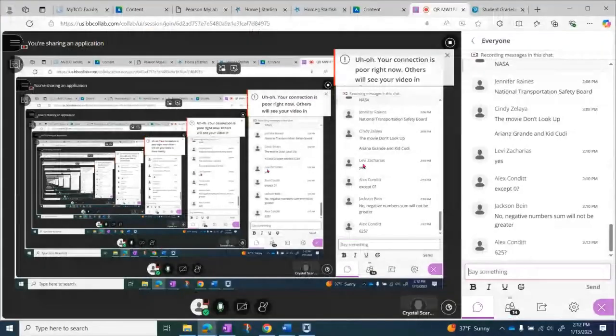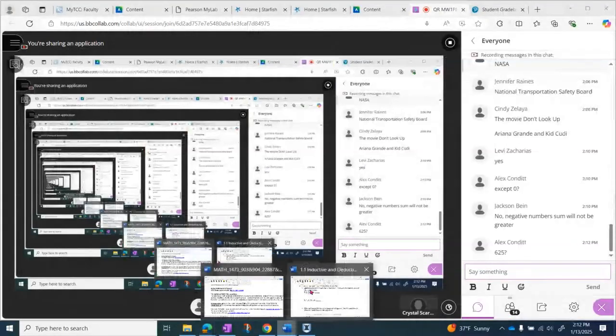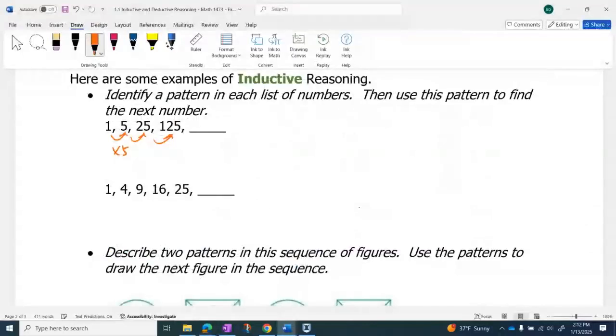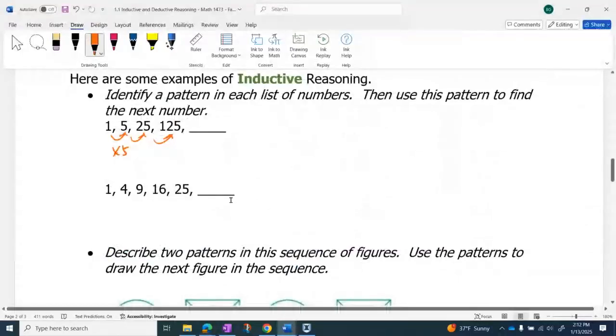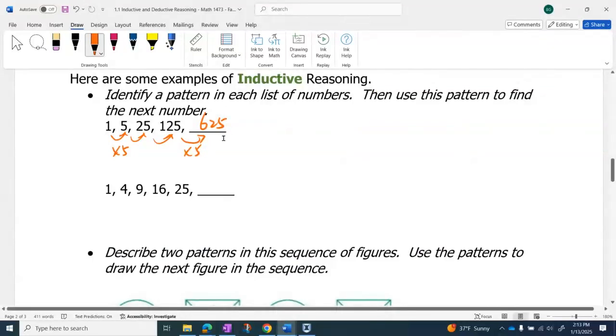It is geometric. Perfect. Thank you, Alex. You multiply by 5 every time. 1 times 5 is 5. 5 times 5 is 25. 25 times 5 is 125. So 125 times 5 is 625, right? So actually you are adopting inductive reasoning, from specific to general. And you can keep going to find the rest of the elements in the sequence.